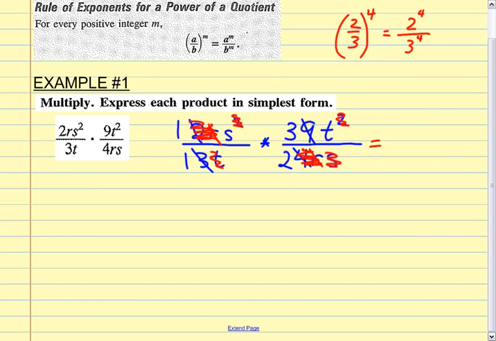On top, I've got 1 times 3, so that just leaves me 3. I multiply the numbers. And then the variables that I have left are S and T. Remember the 9 went away? And then on the bottom I've got 2 left over, 1 times 2, and I don't have any variables. That's it. That's my answer.